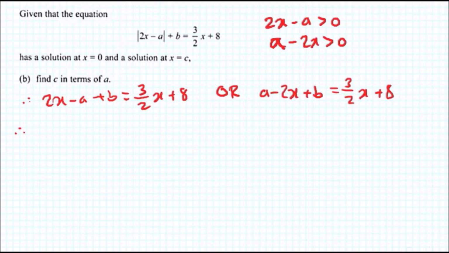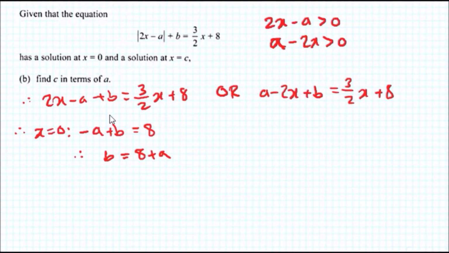So when x equals 0, what do we get? Well, we're going to get minus a plus b equals, the 3 over 2 cancels out, and equals 8. So we can say therefore b equals 8 plus a. Or in this case, if we did the same thing here, the term will cancel out and we're left with a plus b equals 8. So we have two arguments.